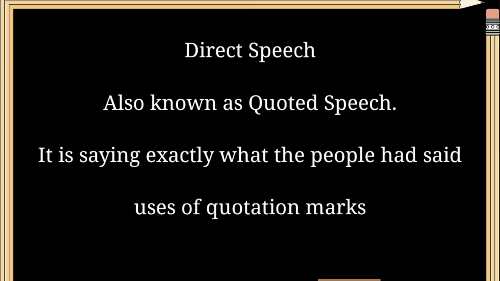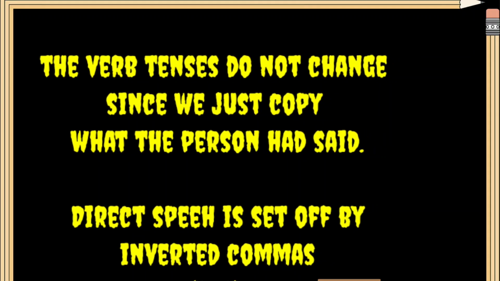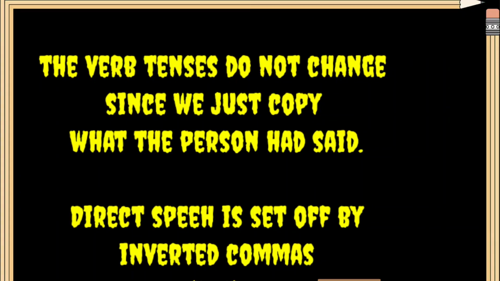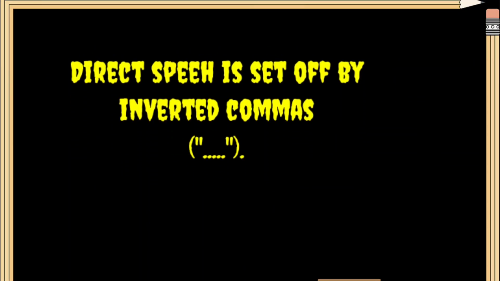Direct speech is also known as quoted speech, and it is saying exactly what the people had said. We have to use the quotation marks while writing direct speech. The verb tenses do not change since we just copy what the person had said. Means as it is, we have to speak whatever the other person has spoken before. Direct speech is set off by inverted commas, as just now I have told you. Like this, it is given here.